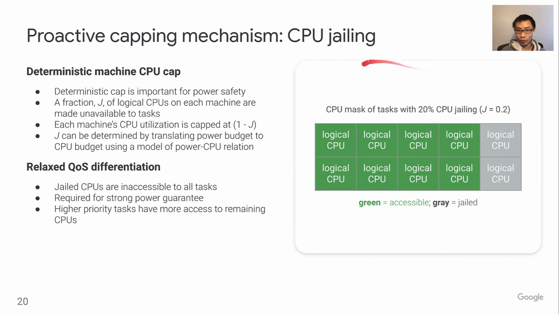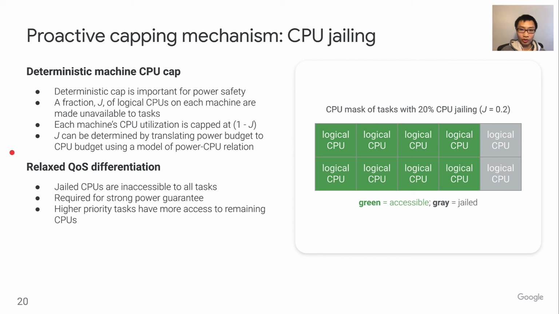In this example, a machine has 10 logical CPUs, and we apply a 20% CPU jailing, that is J equal to 0.2. Then 2 logical CPUs will be made inaccessible to the tasks. We can determine J by translating a power budget to a CPU budget using a model of power-CPU relation.